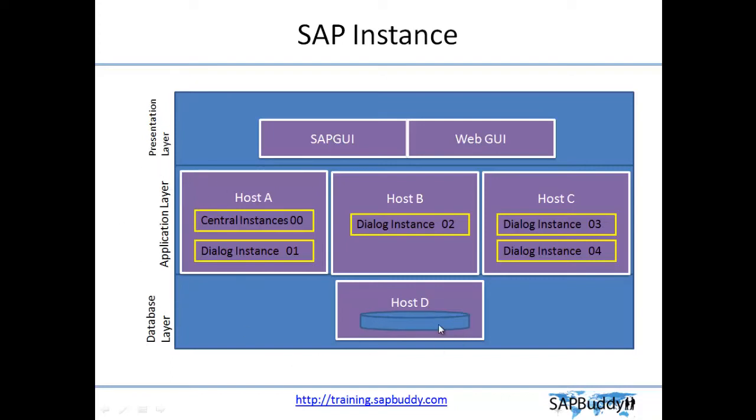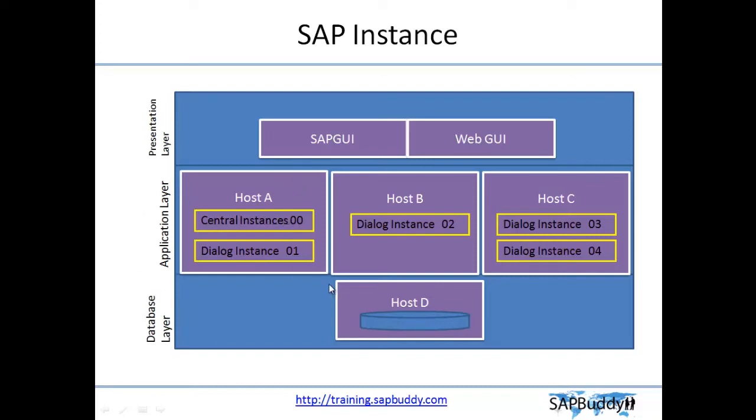The database layer will have an SID. Generally it's the same SID. Let's say if the SID of the application layer is ECC, then the SID of the database instance is also similar. So we have one instance for the database in the database layer. For example, take Oracle, then you will have an Oracle instance as ECC. Then we come to the application layer.